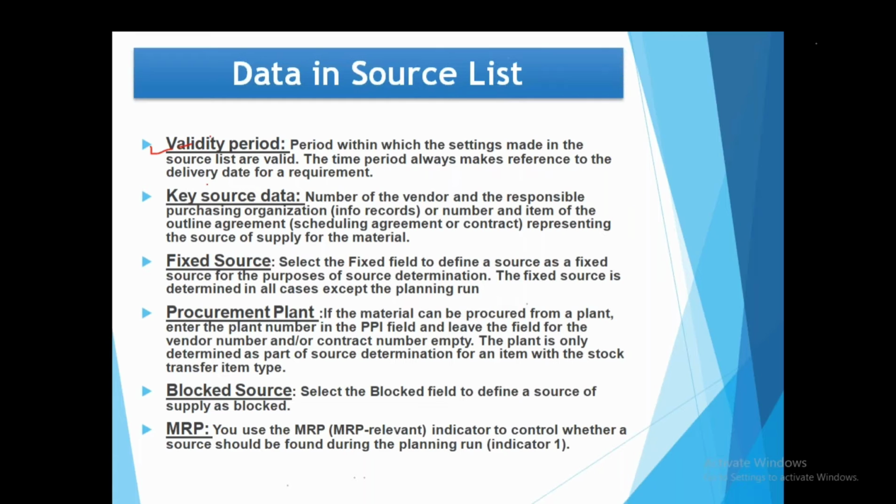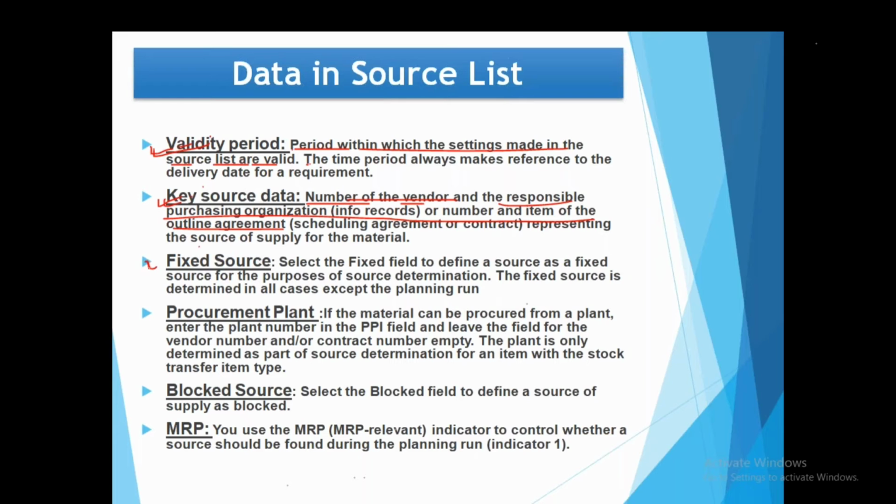Okay, that means only to valid from and to date. That is the period within which the settings made in the source list are valid. So only during that period can the procurement be done from that vendor. Now, key source data. Key source data means the vendor number, the responsible purchase organization, and the item number of the outline agreement. That is the key source data.